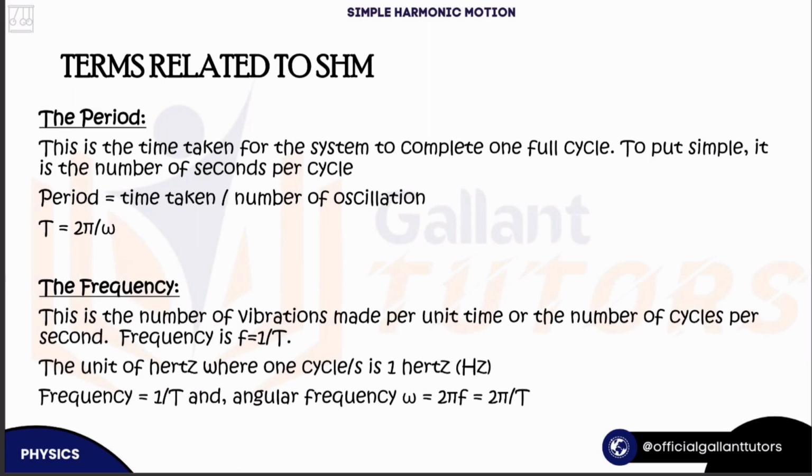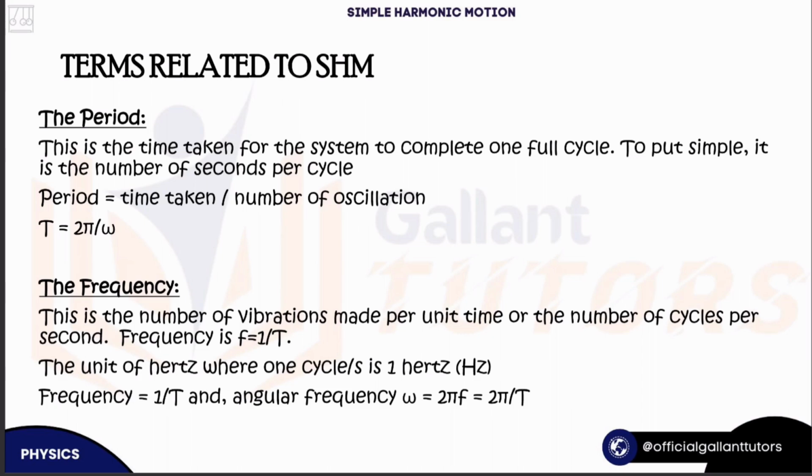This is simple. Everyone knows it. So period. When you talk about period, what do you mean? What are they trying to explain to the person you're referring to? Now, period is the time taken for the system to complete one cycle. It's as simple as that. It's actually the time taken for a system to complete one cycle.